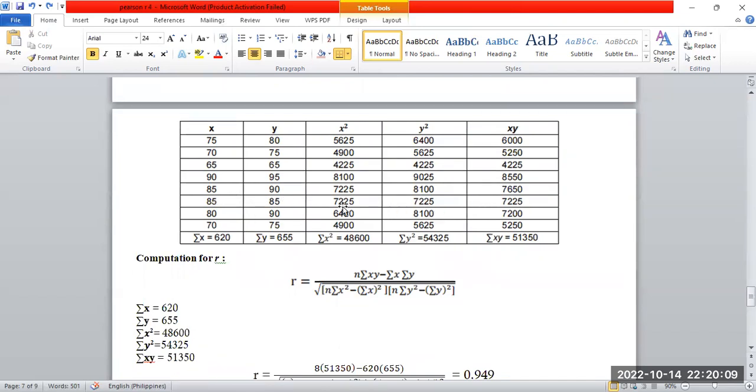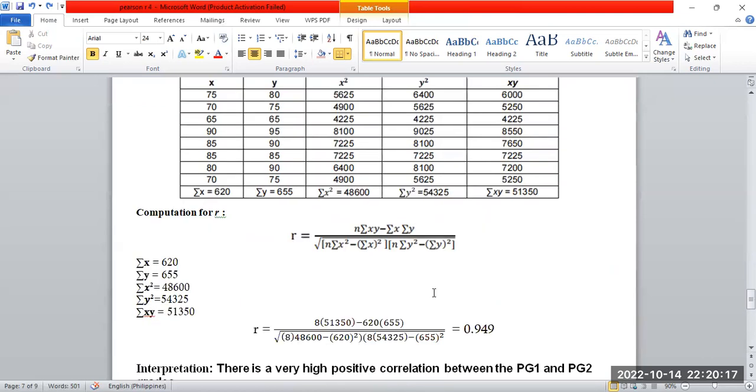After solving these values, we can now proceed in computing the Pearson correlation, or the R. And this is the formula. So mag-substitute lang tayo. Okay, so this our N is equal to 8 kasi 8 students. And times, okay, summation of x times y, ito. We have 51,350. So 8 times 51,350 minus summation of x, that's 620, times the summation of y, which is 655.